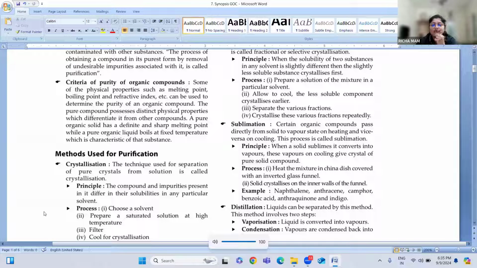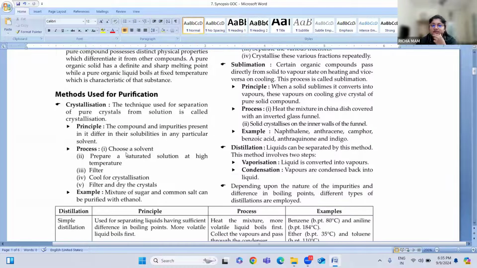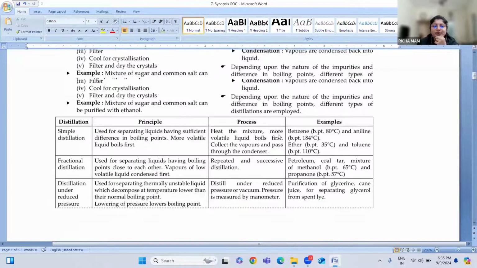What is the process? Choose a solvent, prepare a saturated solution at high temperature, filter. Then you cool it, and then filter and dry the crystals. Now, what is an example? Sugar and common salt can be purified with ethanol. Ethanol is an alcohol, so with that you can purify.